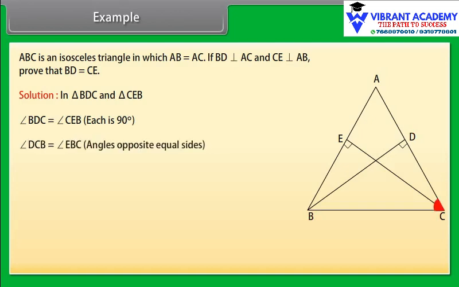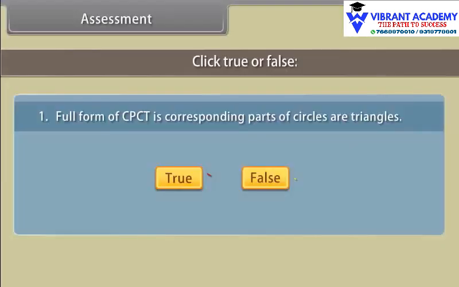Angle DCB is equal to angle EBC because angles opposite equal sides of a triangle are equal, and BC is equal to CB because they are common. Therefore, triangle BDC is congruent to triangle CEB by AAS. Hence, BD is equal to CE. This example gives us a result which says that perpendiculars drawn to equal sides from opposite vertices, or altitudes, of an isosceles triangle are equal.